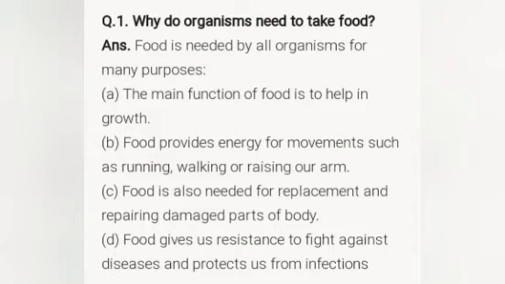First question from the book back exercise is, why do organisms need to take food? Answer is, food is needed by all organisms for many purposes. A. The main function of food is to help in growth. B. Food provides energy for movements such as running, walking or raising our arm. C. Food is needed for replacement and repairing of damaged parts of our body. D. Food gives us resistance to fight diseases and protects us from infection, that is, WBC.